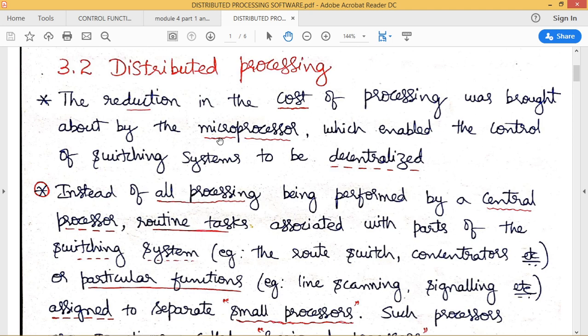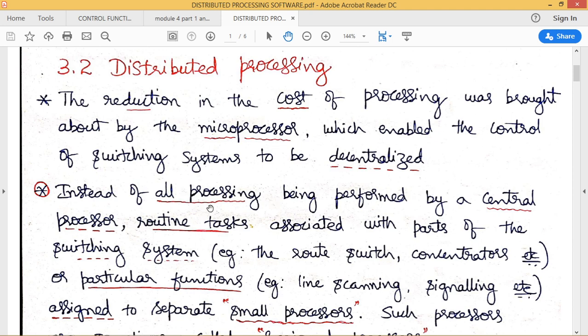Of course, it is still reduced with the use of distributed processing, and this enabled the control of switching systems to be decentralized. Previously it was centralized switching: we were using only one processor at the center, and we used to call it a central processor. Now we are using many other processors which are performing other tasks as well as similar types of tasks, and we call such a switching system a decentralized one. This is made possible with the invention of the microprocessor.